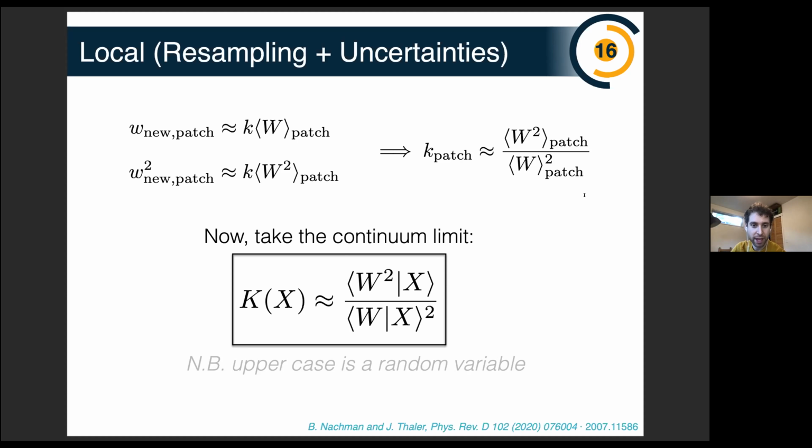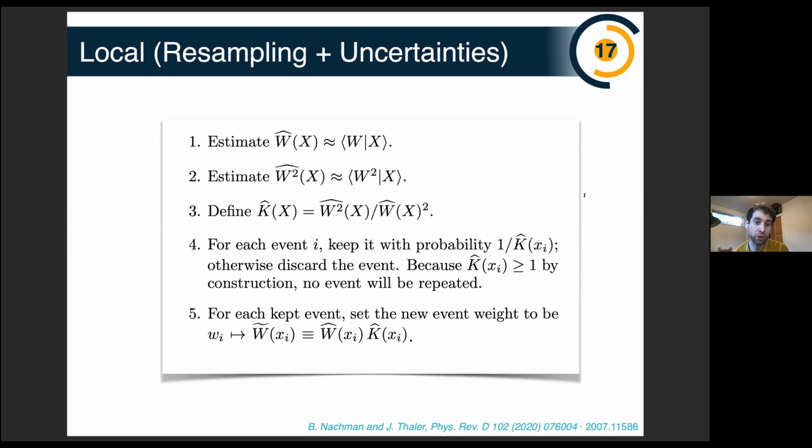Okay. So this gives us a very natural procedure for applying this local resampling and preserving the uncertainties. There are 5 steps. First, you estimate the average value of the weight. Then you estimate the average value of the weight squared locally. These are local functions now, so for a given phase space point, you know the average values. Then in step 3, you define this local reweighting factor as the ratio of these two averages. And then you can apply the resampling.